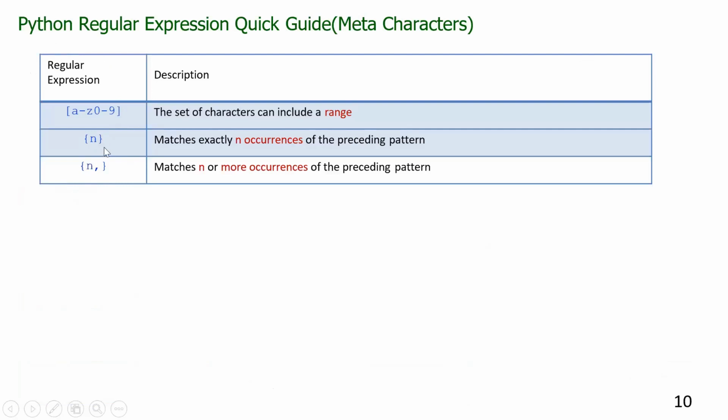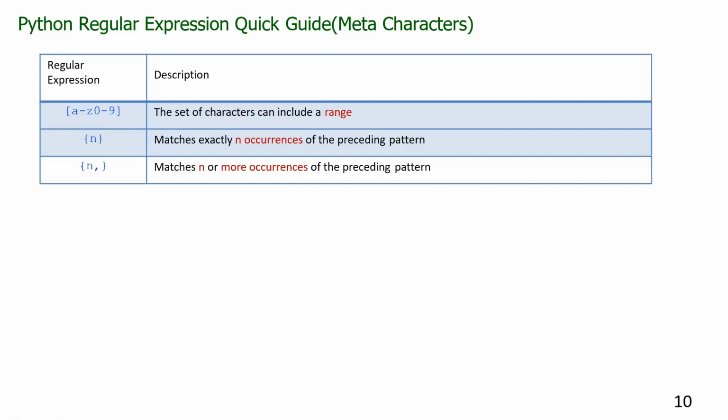Like curly brackets, if you give {n}, it matches exactly n occurrences of the preceding pattern. If you give {n,}, it matches n or more occurrences of the preceding pattern. So these are some of the regular expressions you have to use in order to perform tasks like pattern matching and string searching.